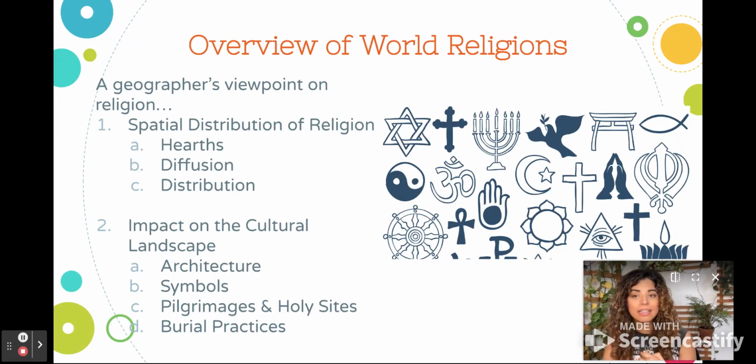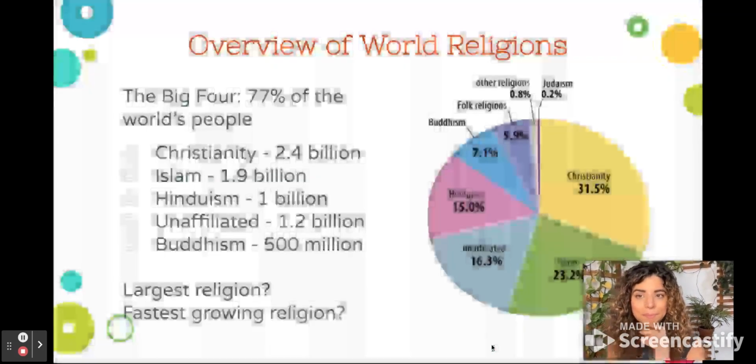And then two, the impact on the cultural landscape, right? That's definitely one of the main elements of this entire unit, right? Cultural landscape. So being able to see how these religions have influenced architecture, symbols, what that means for pilgrimages and holy sites, and also burial practices. Sometimes that gets touched on as well.